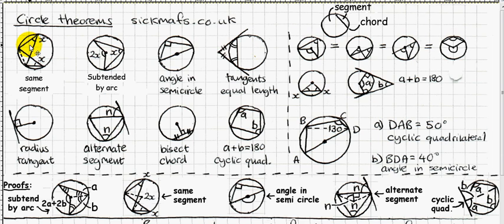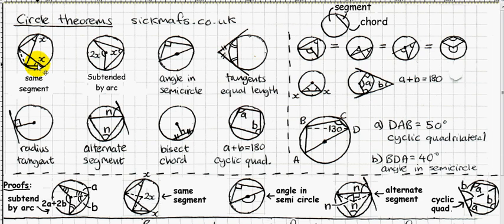Angles in the same segment are equal. So here's a segment, there's a segment. Segments are separated by a chord, which is simply a straight line, right? So these two angles are in the same segment. There's a tiny segment there, this is a large segment there. So these two angles are in the same segment.